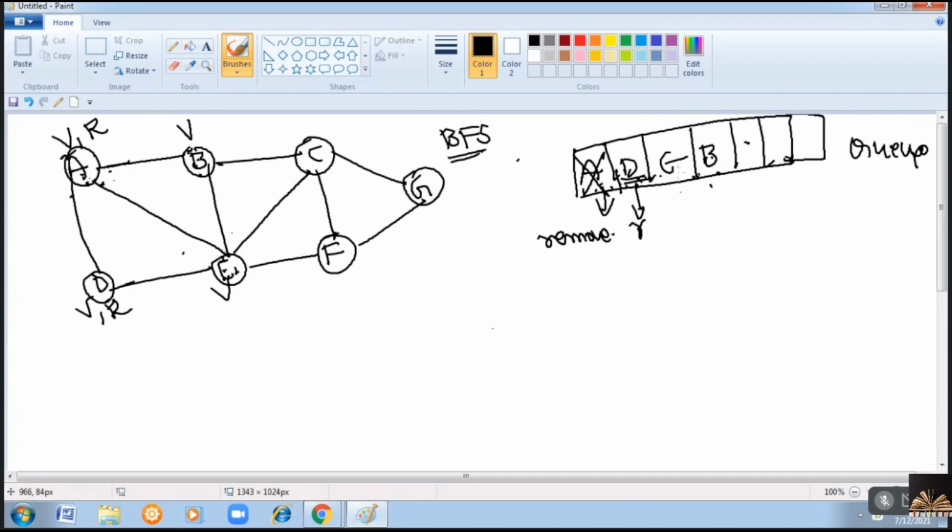Now, what is the next vertex? E. Go to the vertex E. Visit all its adjacent vertices which are not visited and insert them into the queue. What are the adjacent vertices of E? B, C, F. B is visited, so you don't consider B. C is not visited, F is not visited. So visit those vertices and insert them into the queue and remove the vertex E. Remove E. Clear? Next.